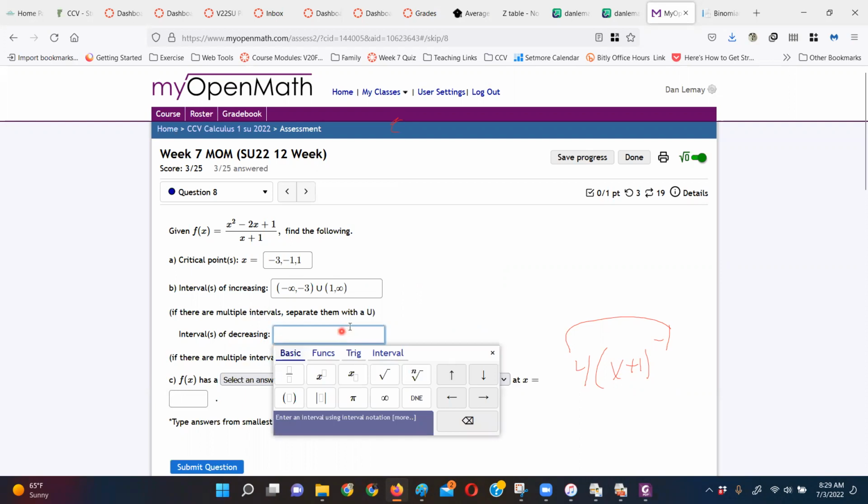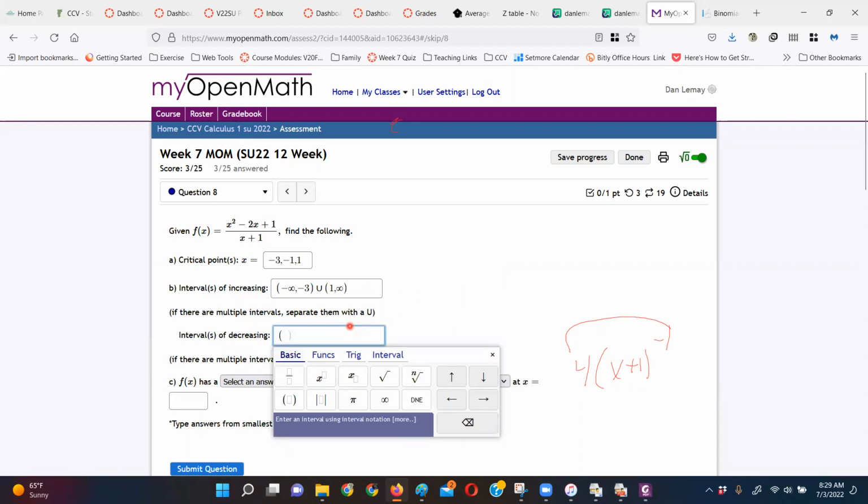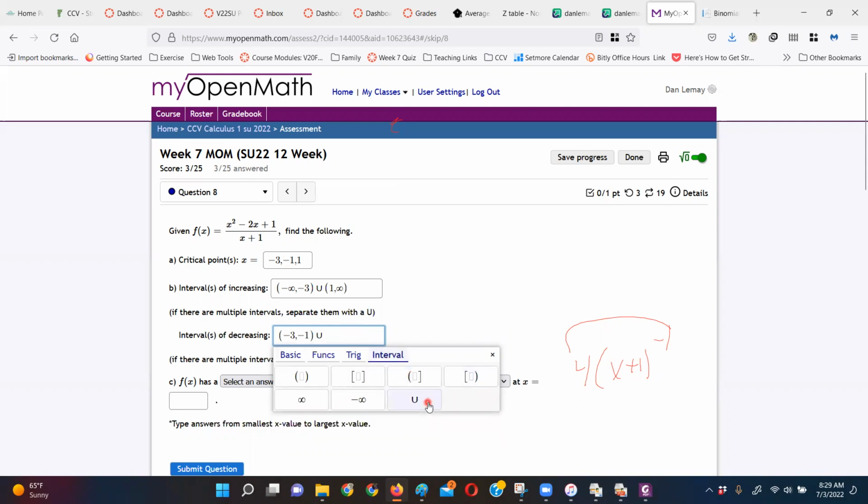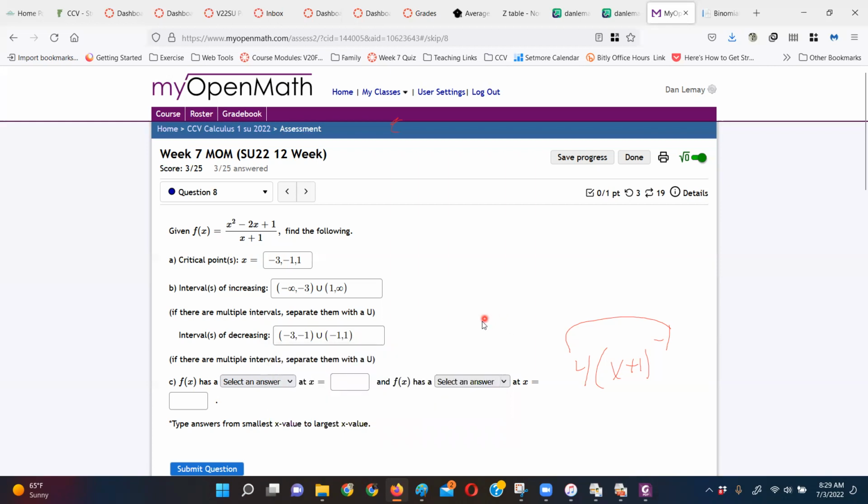And then decreasing, so again, this is where I've got to use that disjoint set. So it's decreasing from negative 3, comma, negative 1. And then we'll click on the U, interval U, then from negative 1, comma, until 1. I think that's right, right? Looking at my number line, yeah, that was right. Okay.